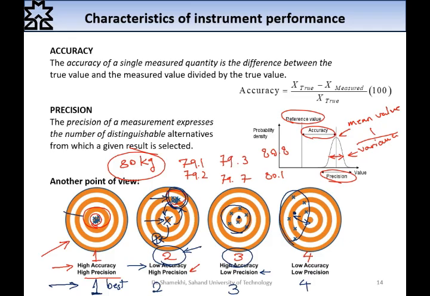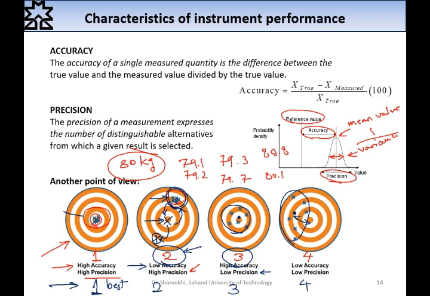Shooter number 2 has good precision because the results are close together. But the mean location of the results is far from the center of the target. It means that the accuracy is low.